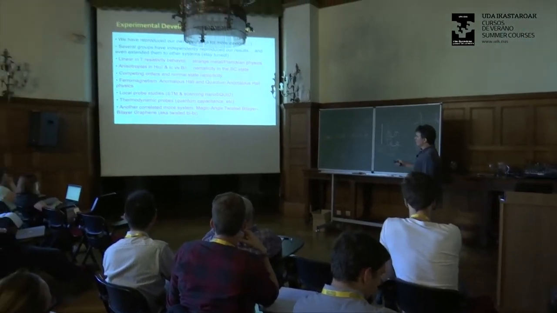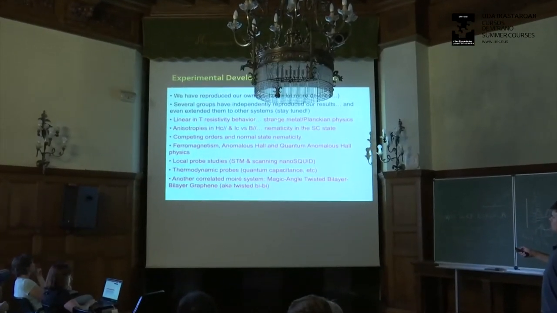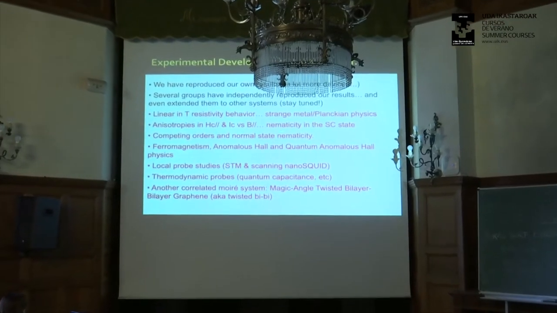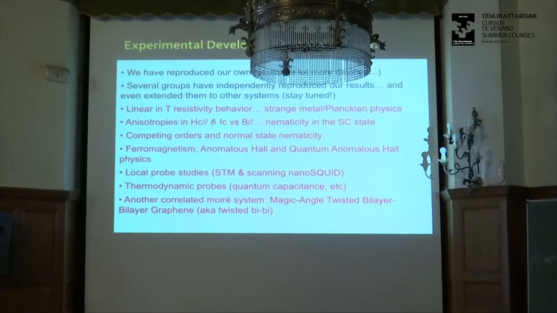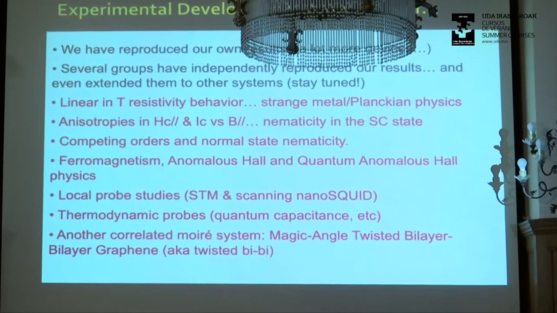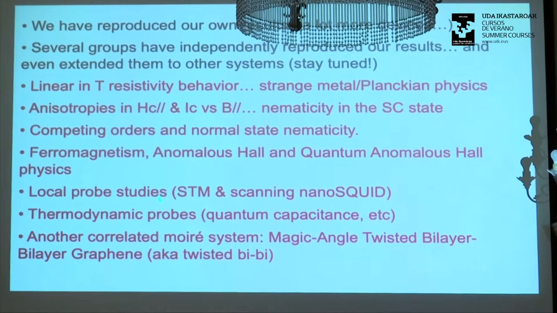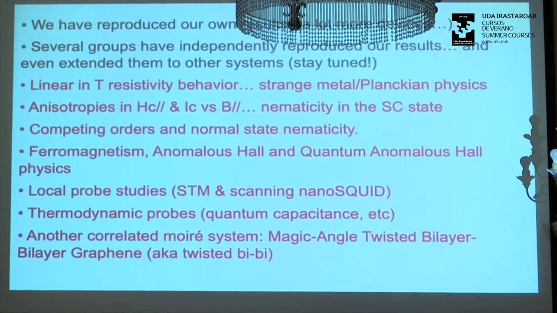As I mentioned a moment ago, there was this linear T behavior, strange metal Planckian physics, nematicity, competing orders. There has also been ferromagnetism, anomalous Hall, and quantum anomalous Hall physics. These are topological aspects, which I will mention. There are also local probe studies, thermodynamic probes, quantum capacitance, the density of states of the system.